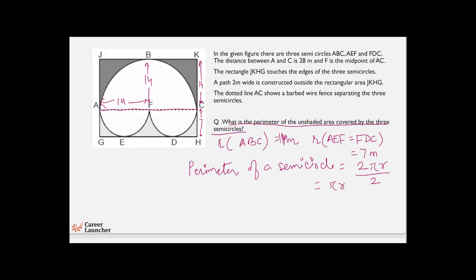We want the perimeter of the unshaded area covered by the 3 semicircles. So all we are looking at is the perimeter of the three semicircles. For the bigger semicircle ABC, the perimeter is going to be 14 pi, and there are two smaller semicircles, each with a radius of 7. It's going to be 7 pi each. Eventually we get 28 pi. Now 28 pi would mean the perimeter is actually 88 meter. That is the answer here.